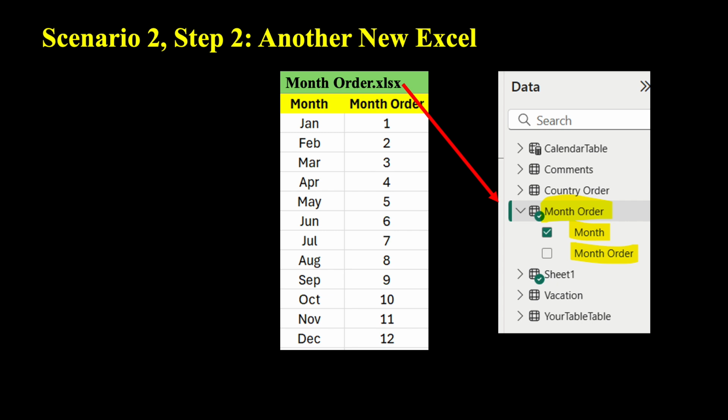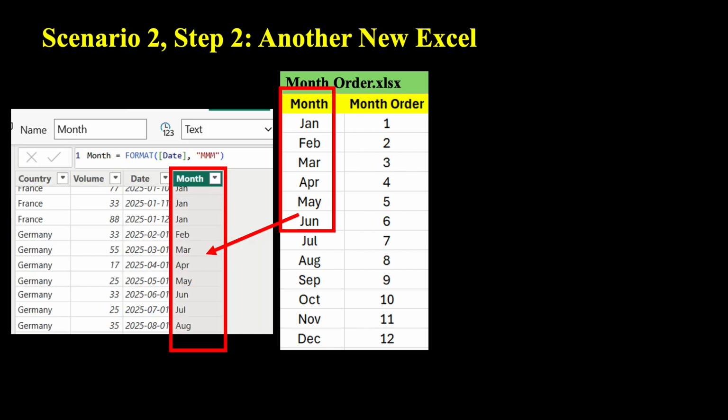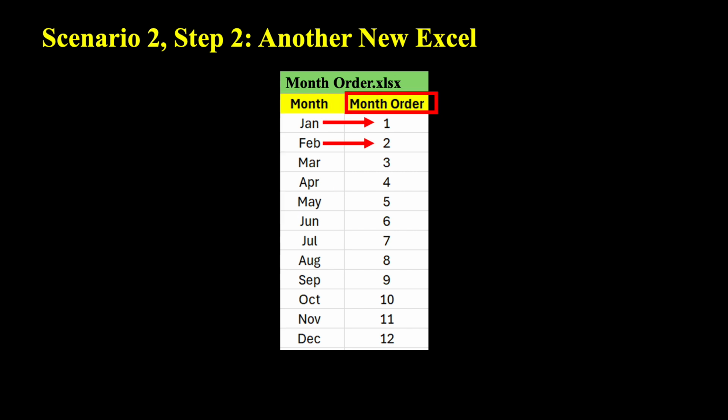And then step 2, we need to create a new Excel file that contains 2 columns, the month and the month order. And the values in the month column need to match exactly what we have on the month column in Power BI. So Jan means January, Feb means February, and so on. And then the month order in the Excel file will tell Power BI what is the correct sequence. Like Jan will be the first month, Feb will be the second one.